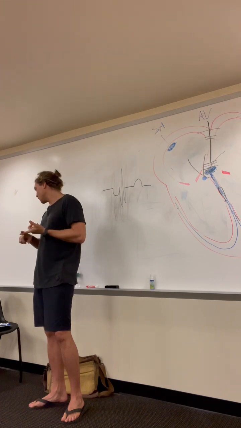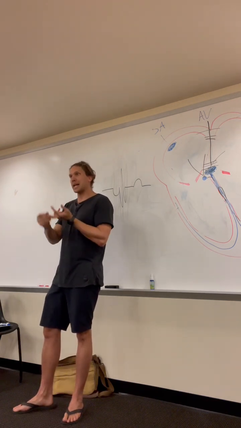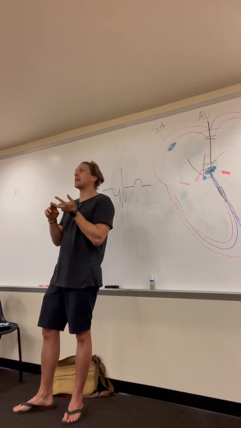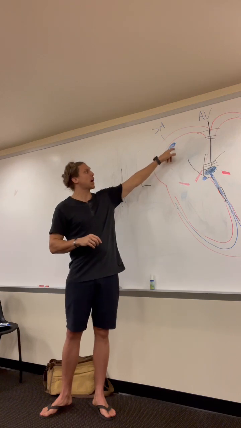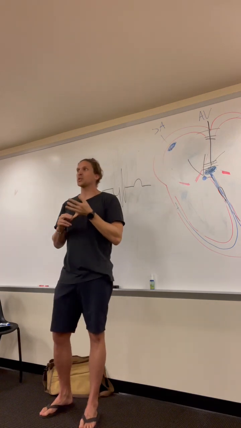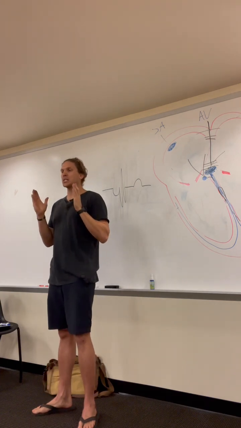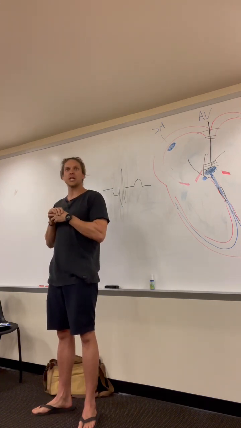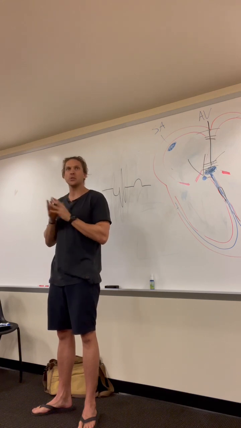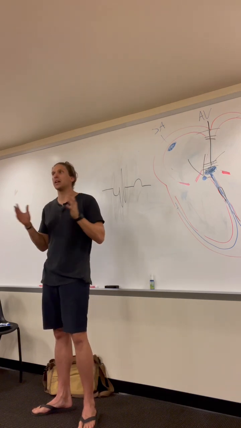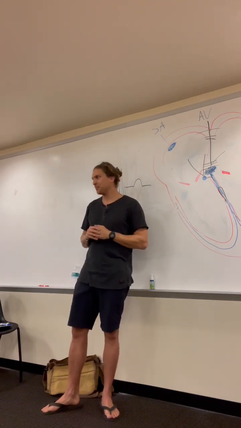So let's go systematically through it. Rate is whatever. Rhythm, is there a P for every QRS? Yes. Is there a QRS for every P? Yes. My QRS is narrow, so I know it's coming from the top of the heart. And then intervals. My PR interval is over 5 little boxes, or 0.20 seconds, or 200 milliseconds. So I know it's an AV block, and it's first degree because we didn't drop any, okay?